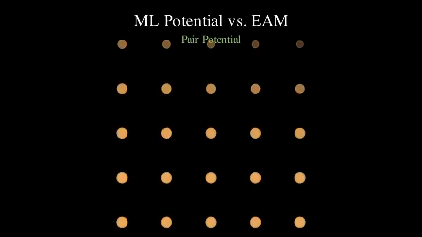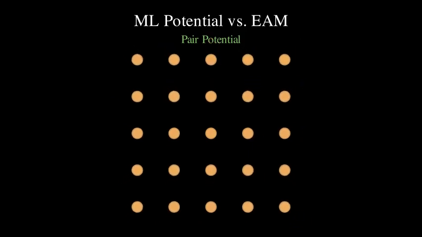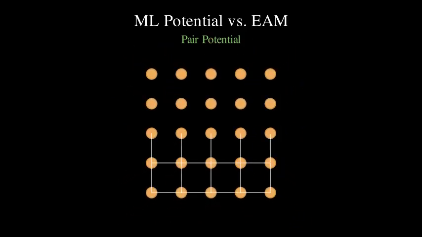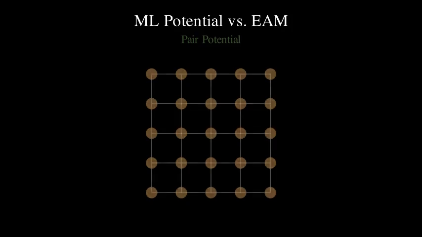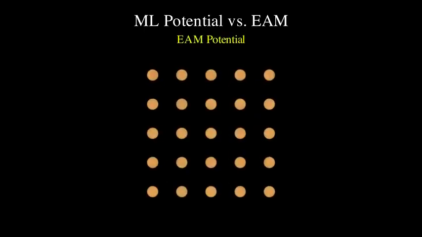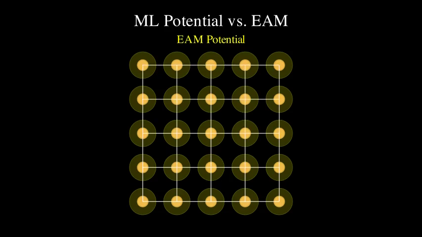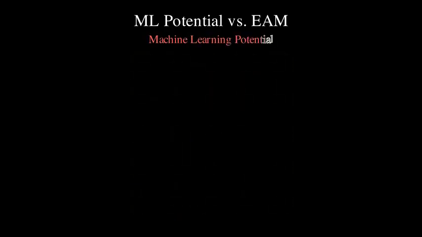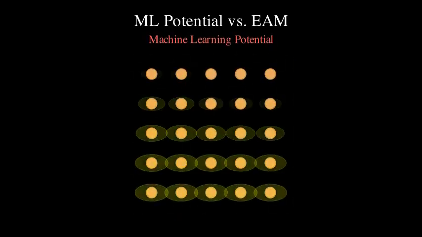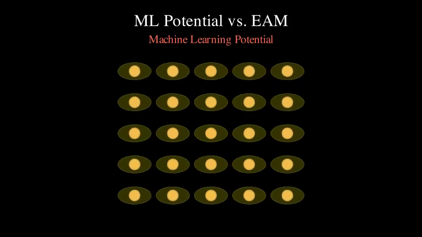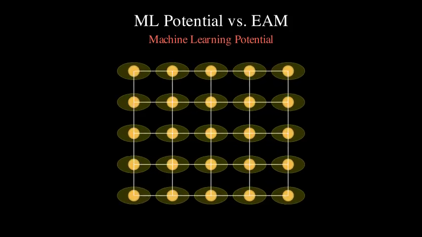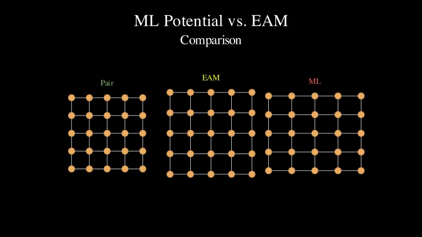To recap, if we start with a pair potential, we can define a lattice as when each of these atoms lies at its equilibrium distance from one another. The embedded atom method adds in a correction for a symmetric electron cloud, which changes this equilibrium distance. The machine learning potentials allow us to encode angular dependence, meaning we can describe asymmetrical electron clouds, which again changes the equilibrium distance. In this comparison, we can see different behavior based on the potential used, with the machine learning potential being the most accurate of these three.